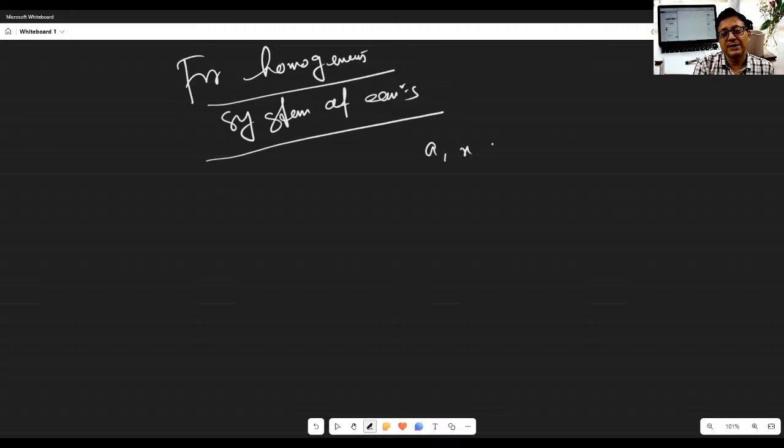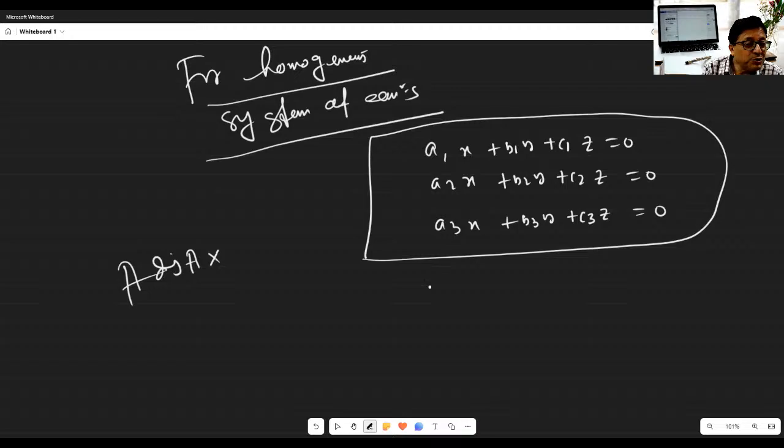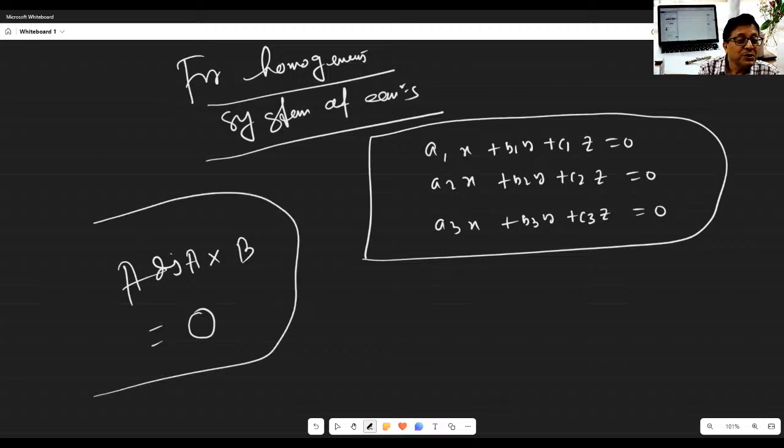I am just writing a1x plus b1y plus c1z equal to 0, a2x plus b2y plus c2z equal to 0, and so on. How to decide whether this system of equations has infinitely many solutions or a finite number of solutions? This is a very important concept for JEE also, because in this case, whatever adjoint A is, adjoint A into B is permanently 0. Why? Because B is a 0 matrix. So for consistency or inconsistency, I need not check adjoint A into B.